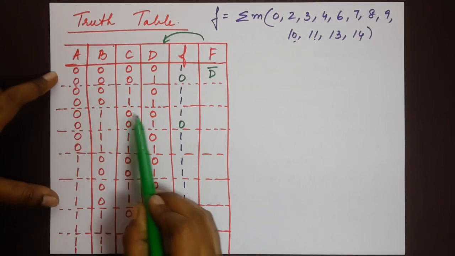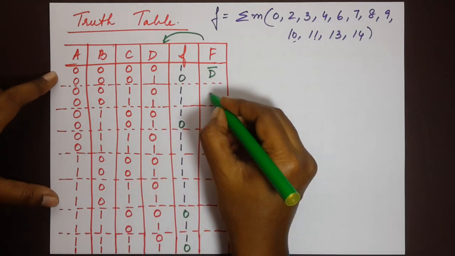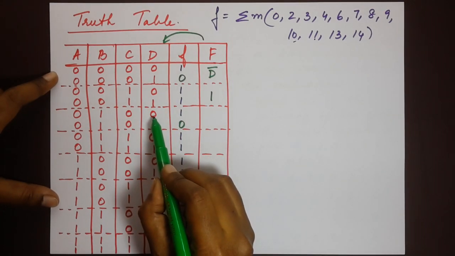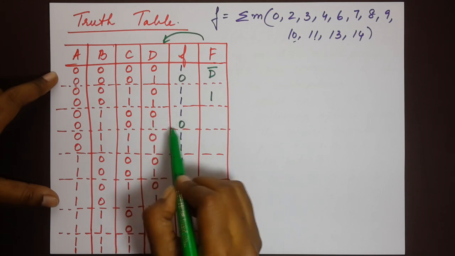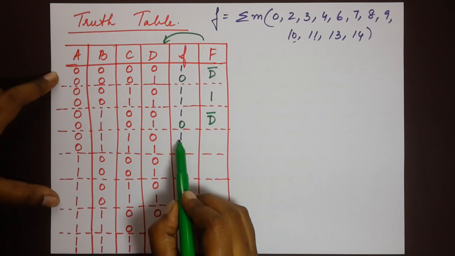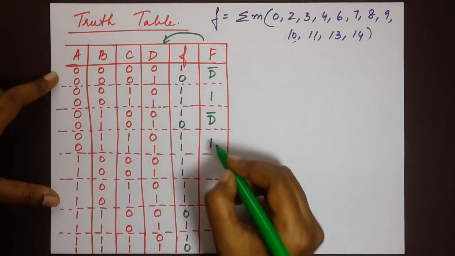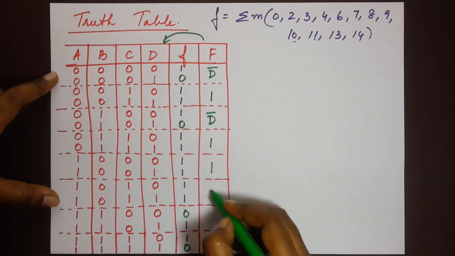Now let's look at the next part. When D is 0, f is 1. When D is 1, f is 1. So regardless of the change, f is 1, which means the input for this portion is 1. Now look at the next part. When D is 0, f is 1. When D is 1, f is 0. Again, it's the opposite or complementary. D bar. Next, 1, 1. Regardless of the change, f is 1, which means the input is 1. The next one as well, input is 1. The next one as well, input is 1.